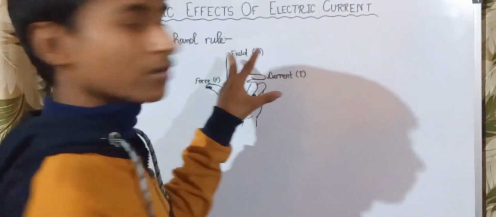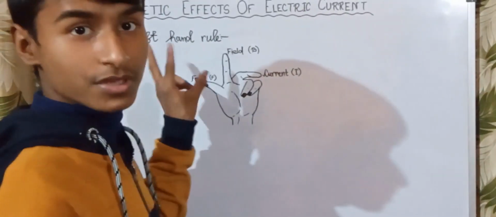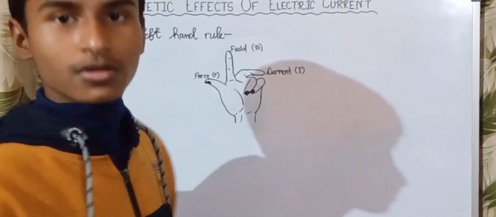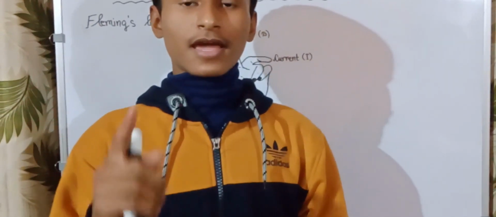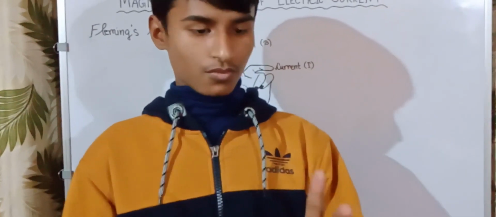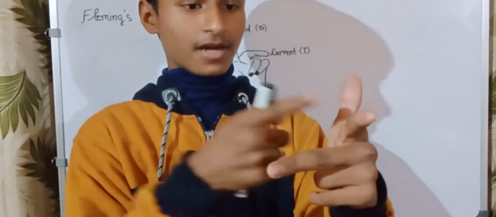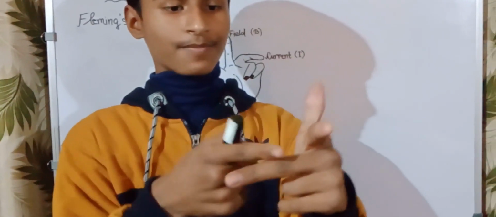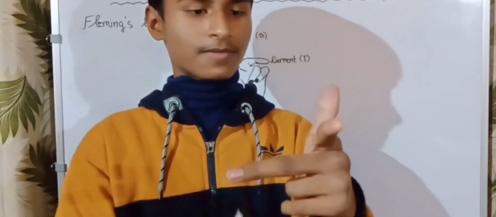So the next topic is Fleming's left hand rule. The scientist named Fleming introduced this rule. By this rule, we can find the force direction when we know the direction of magnetic field and direction of current. And while using this rule, we use our left hand. The thumb finger and both these fingers are all perpendicular to each other, that means at 90 degrees.